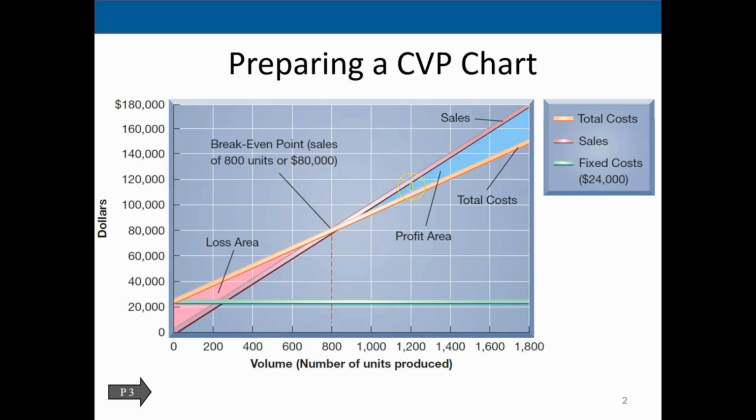Then if we continue up from there, the area of the blue space at any given level of production is basically our profit. So the profit will widen as we continue to produce and sell more. And the red area below, before we hit the break even, is the loss we're going to have if we do not produce at the break even. Therefore, many times if a company is doing a startup, they may be down here in the loss area, and of course we hope to at some point get up here into the blue area.